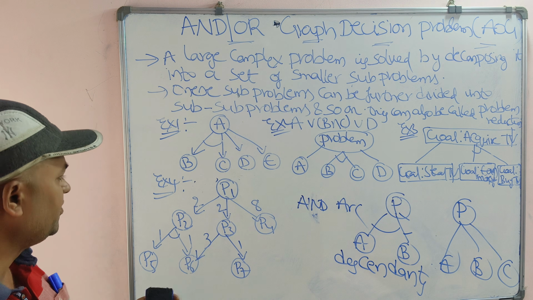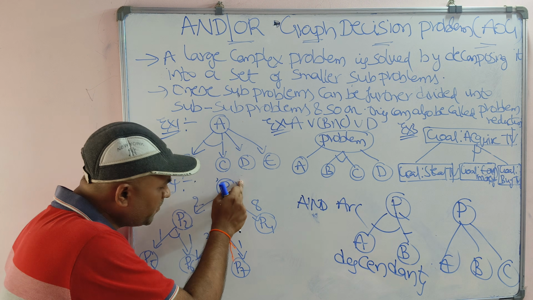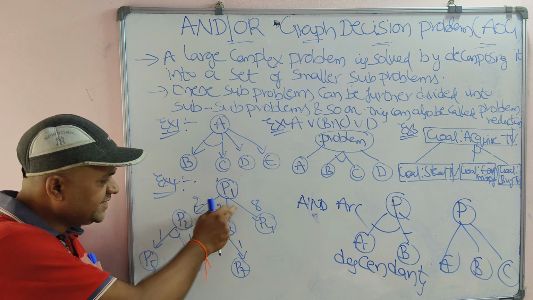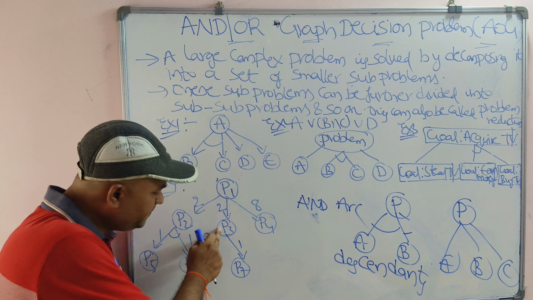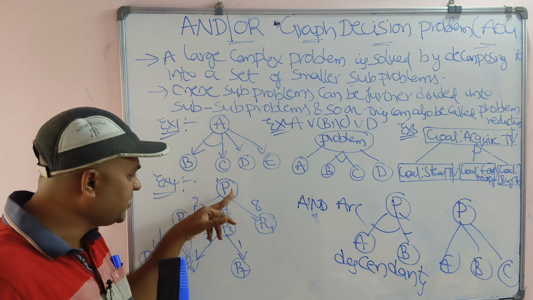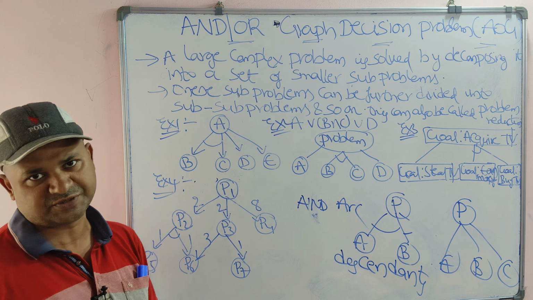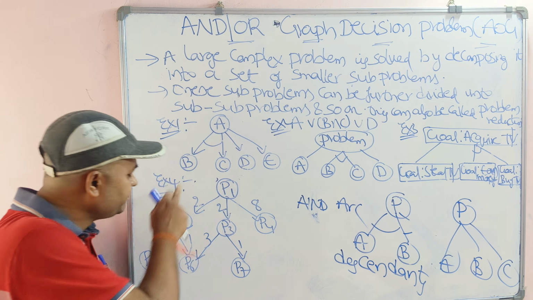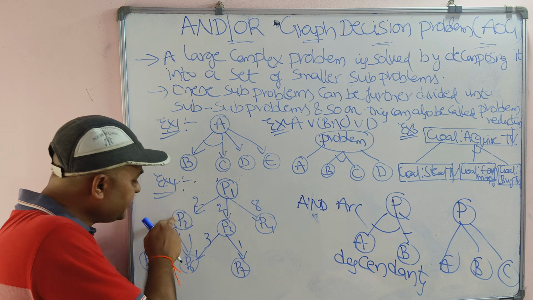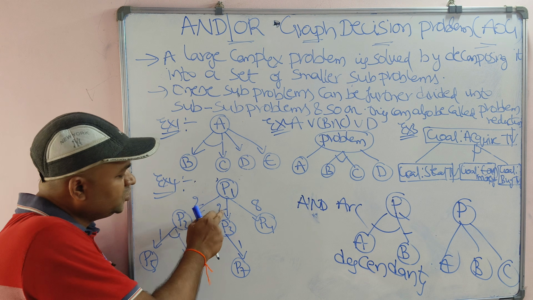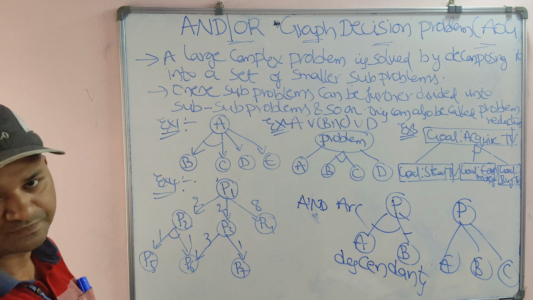Now let us see this example. In order to solve P1, here there is no arc, so we solve either P2 or P3 or P4. It is a complex problem, so that's why we are dividing this problem into 3 subproblems. In order to solve P2, the cost is 2. To solve P3, the cost is 2. To solve P4, the cost is 8.